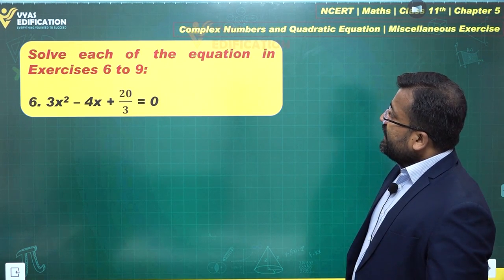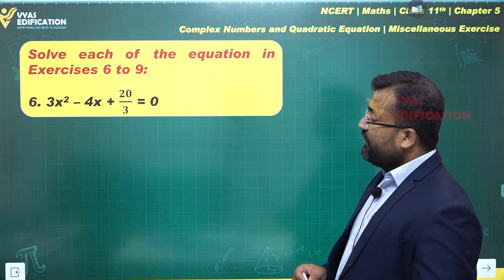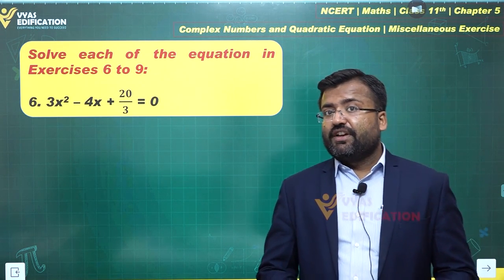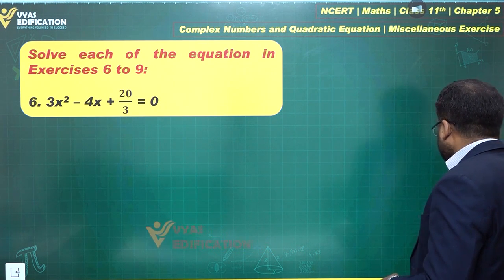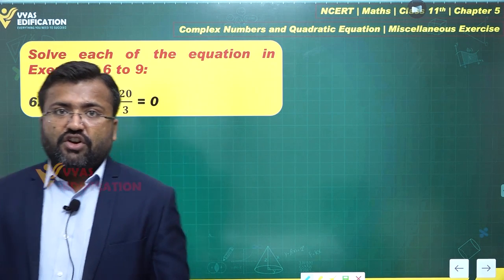Solve each of the equations in exercises 6 to 9. Now we'll be discussing the sixth one, and what we have over here, you have to solve for the value of x, and this is a quadratic equation in terms of x. Let's try to approach this question. This is a quadratic equation, and a quadratic equation can be solved with the help of the simple quadratic formula, right? What does the quadratic formula say?